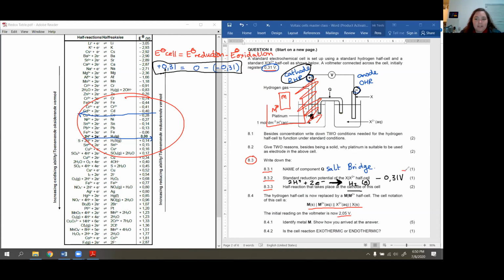Please bear in mind, you still know the cell potential of the X|X2+ cell, even if we couldn't find it on the table, all right? So you are asked to identify metal M and show how you got your answer. As a hint, 5 marks. You've got to do a bit of work. And then the next question asks, is the cell exothermic or endothermic?